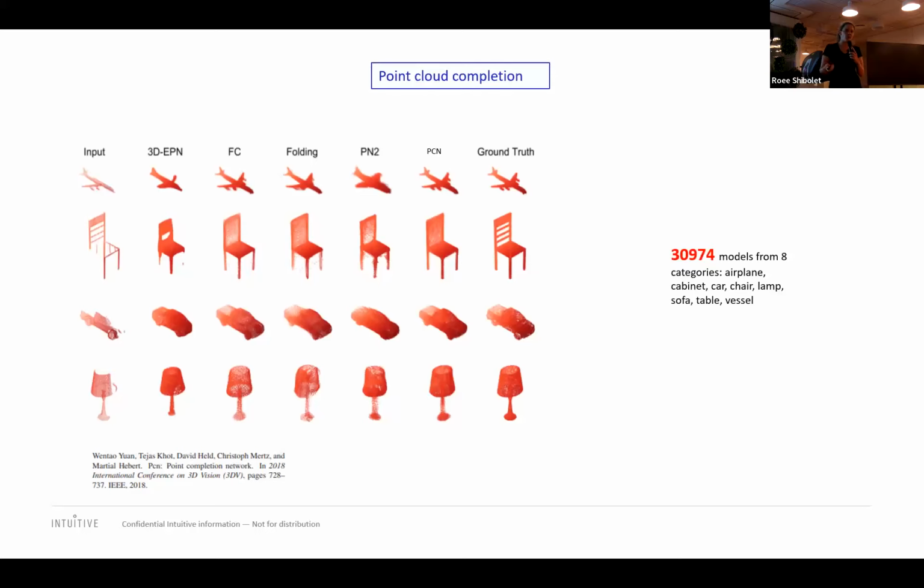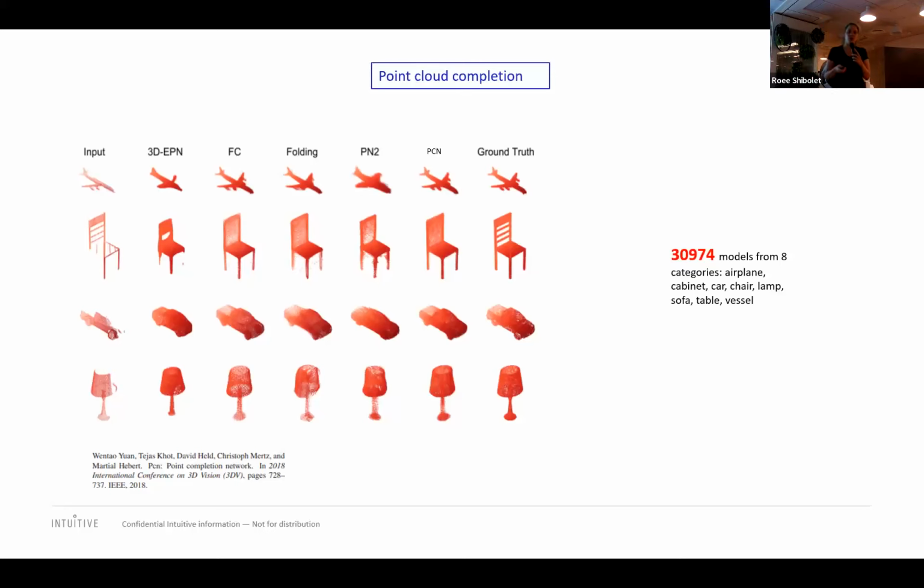Our problem is that we're not really interested in planes and cars and chairs. What we want is to guess what the missing surfaces of colons are. So we might want to train one of these algorithms on our own data set made of colons with holes.